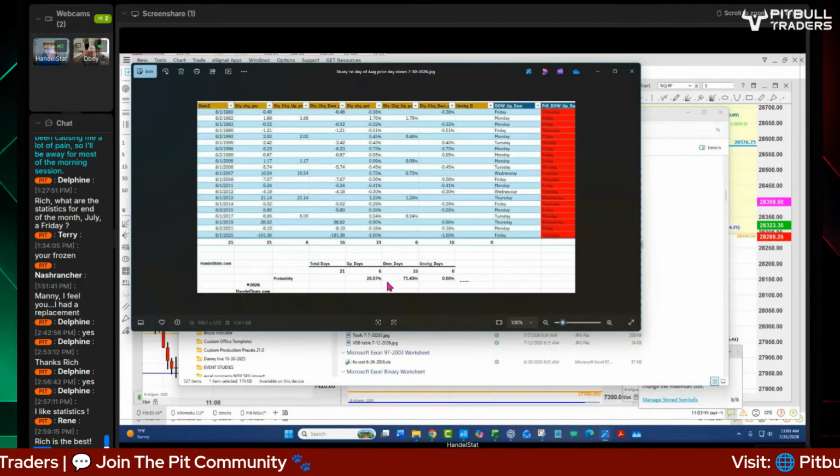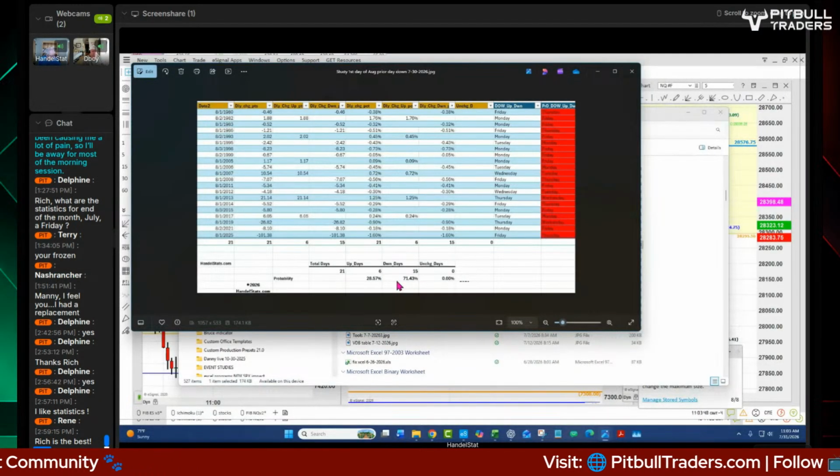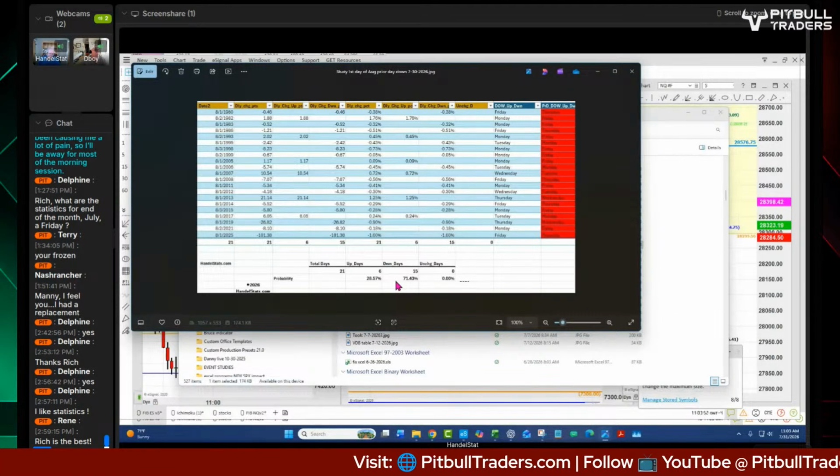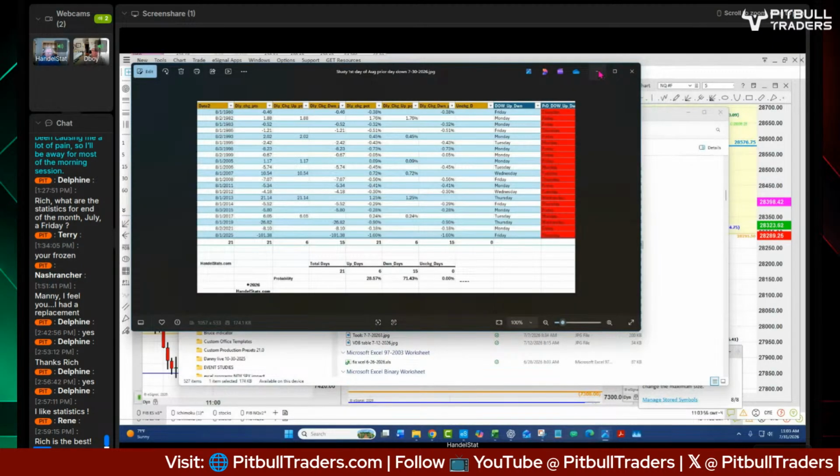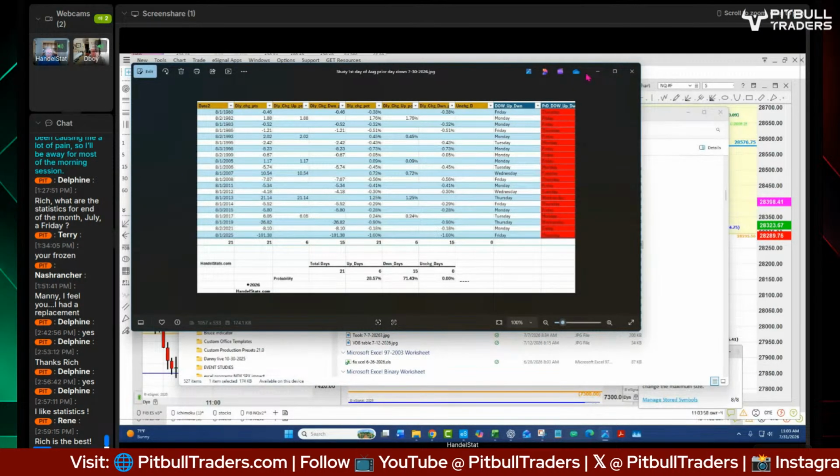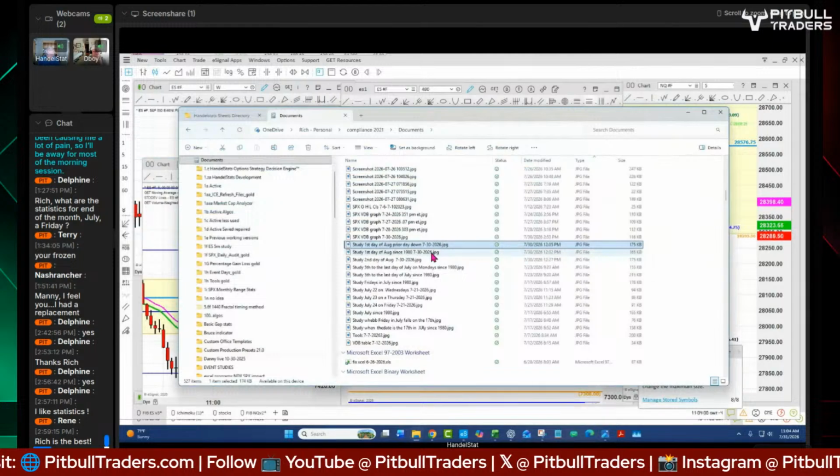So if today ends up being down, it's a 71% probability that Monday will be down if today ends up being down. So that's for August. Now let's go to this August 1st. Let's see.